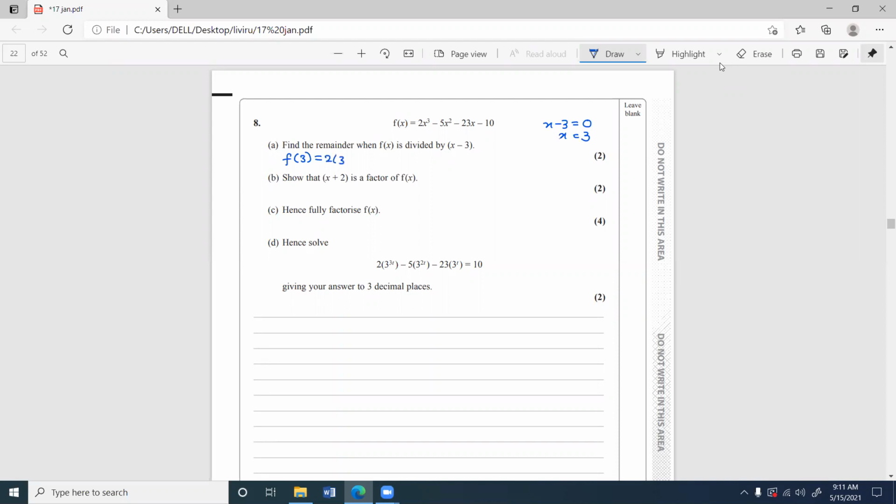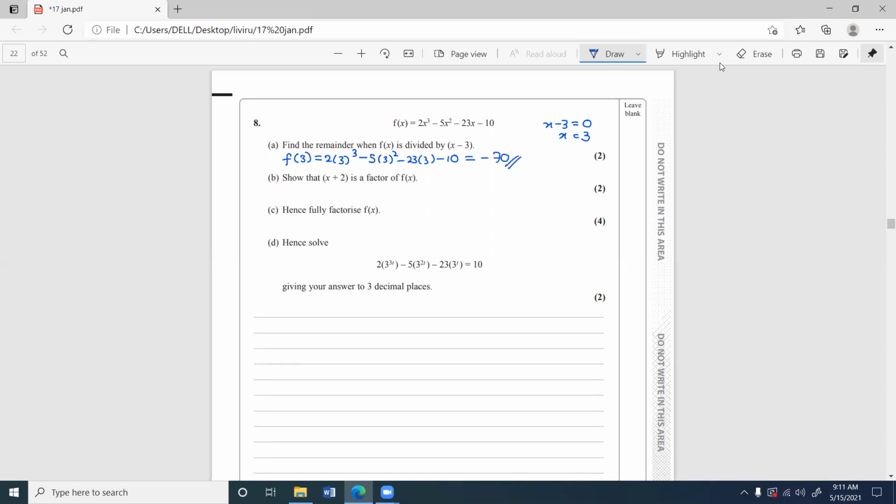2 times 3 cubed minus 5 times 3 squared minus 23 times 3 minus 10. So let's see what would be the answer. Yeah, then it turns out to be minus 70, right?